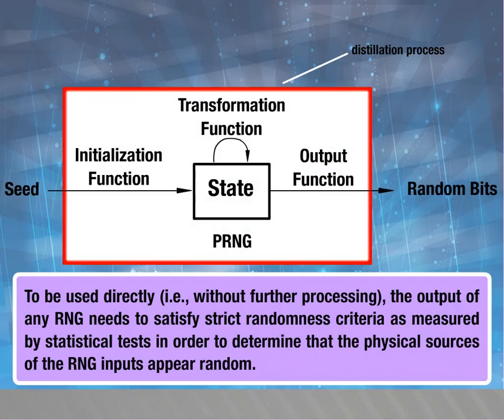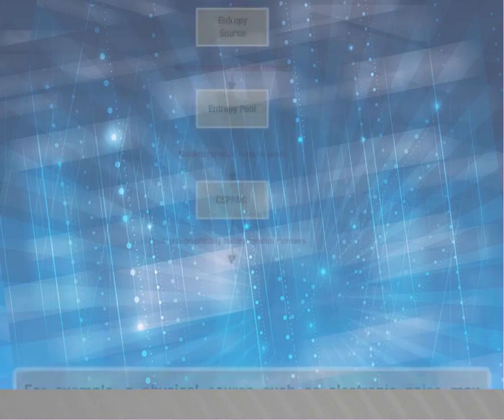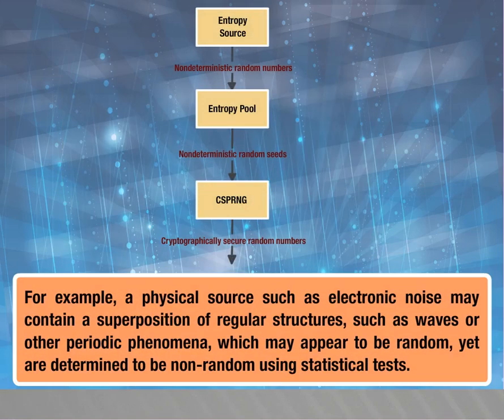To be used directly, that is, without further processing, the output of any RNG needs to satisfy strict randomness criteria as measured by statistical tests in order to determine that the physical sources of the RNG inputs appear random. For example, a physical source such as electronic noise may contain a superposition of regular structures such as waves or other periodic phenomena, which may appear to be random, yet are determined to be non-random using statistical tests.